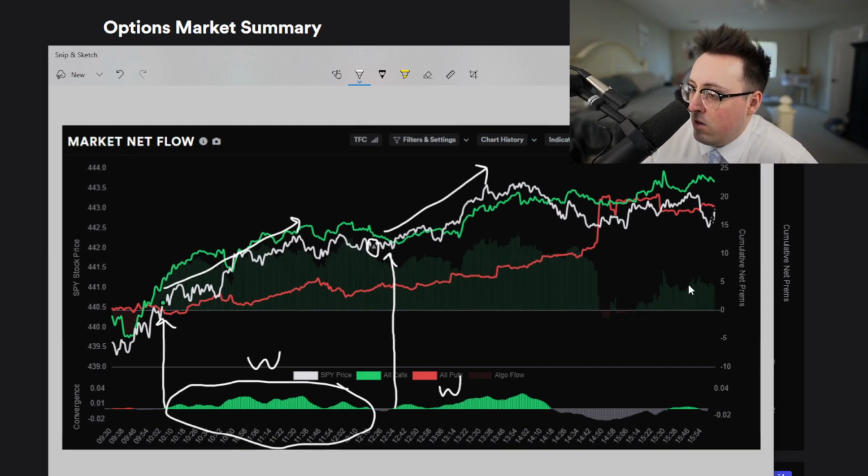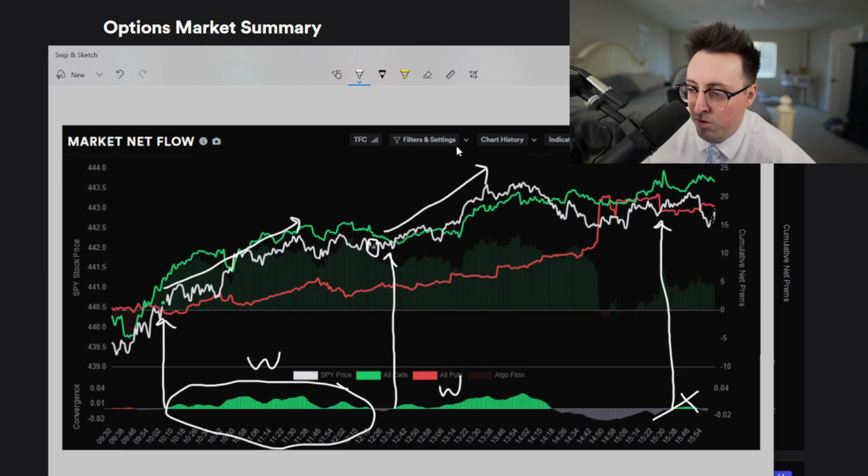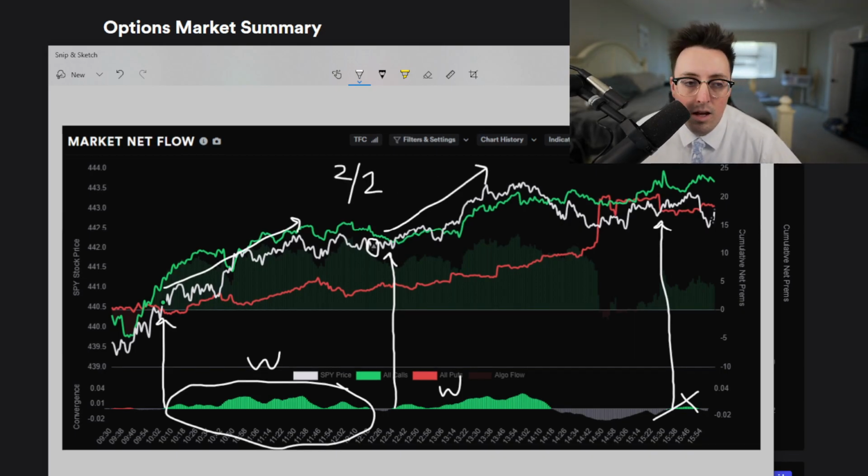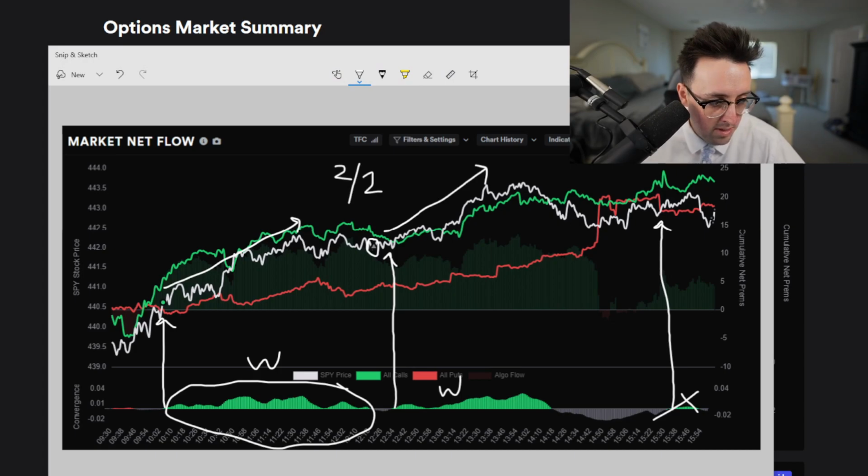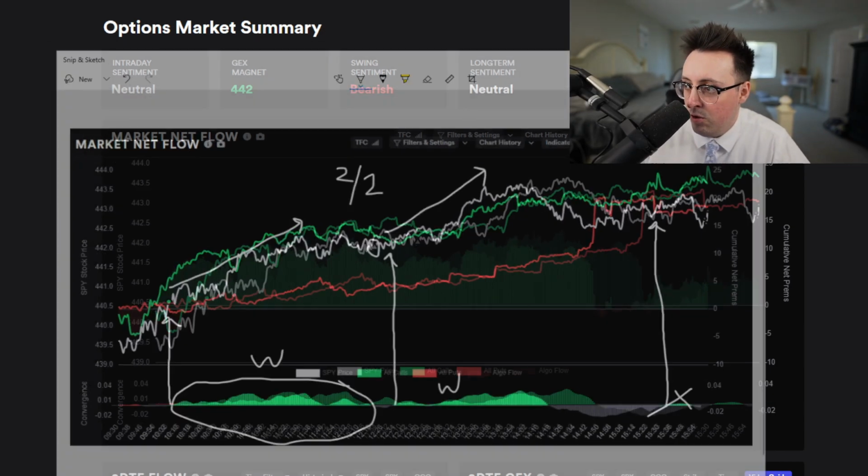And then it looks like it got a little bit rough towards the end of the day. It looks like green convergence flipped around this level, so that did head up. I'm not sure if that was going to be counted as a win or not. I'm just going to count that one as a wash because I can't really tell if that went up 50 cents or not. But regardless, that went 2 for 2. Pretty good day for convergence on Wednesday. Let's go to Thursday.